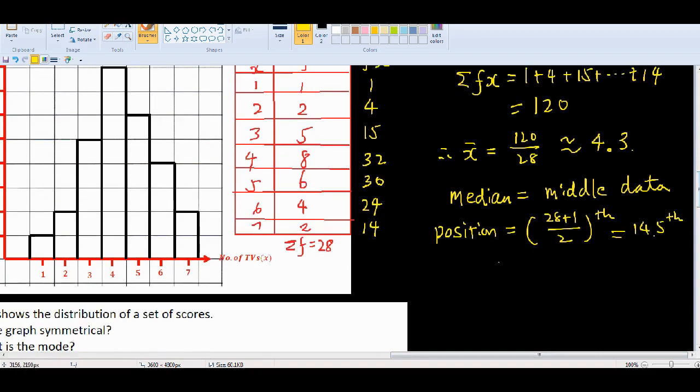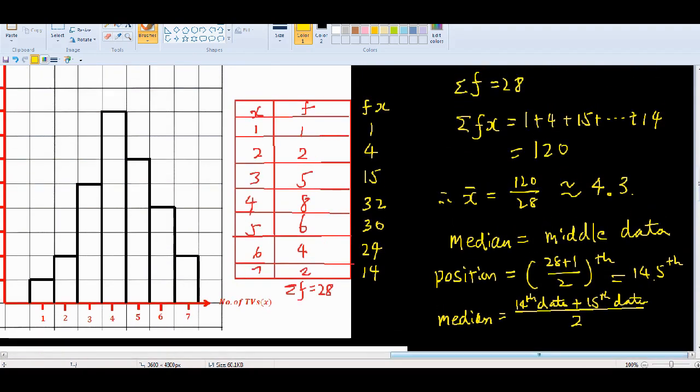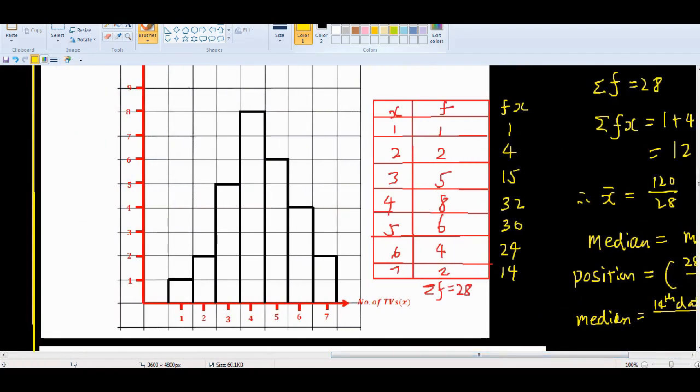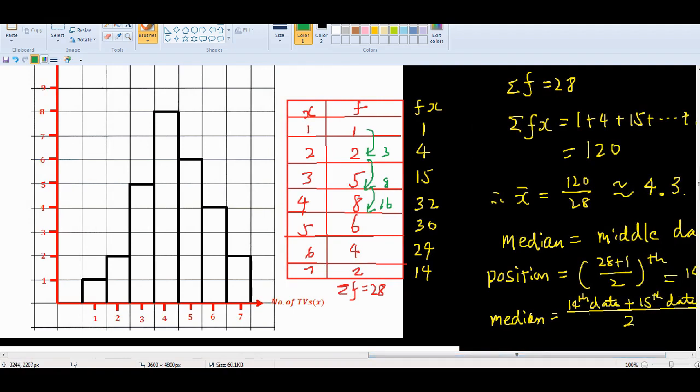So that means the median is the 14th data plus the 15th data divided by 2. So you are going to find the 14th data and the 15th data. How could you find the 14th data? Let's see. You need to count, right? The data is already in ascending order. So 1 plus 2 is 3. 3 plus 5 is 8. 8 plus 8 is 16. So you already passed 14 and 15.